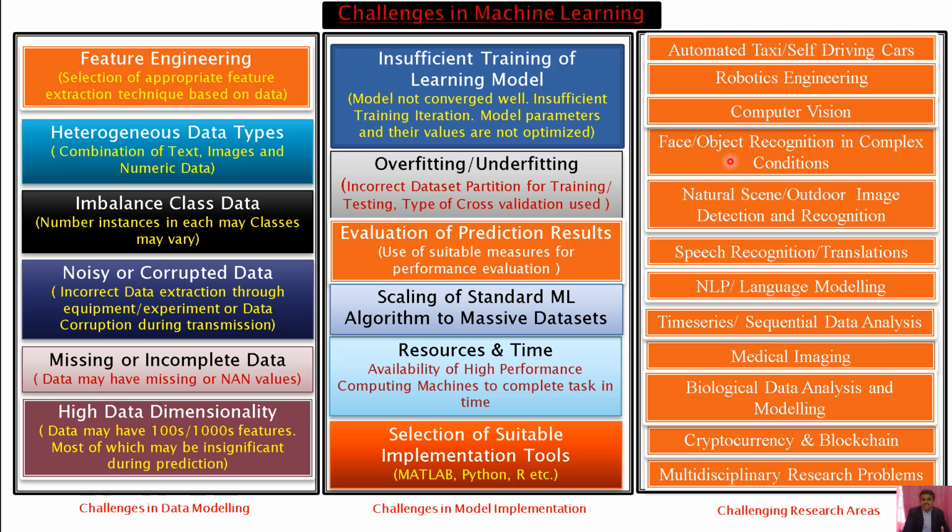The next challenging area is face or object recognition in complex conditions. The next is natural scene or outdoor image detection and recognition. The next is speech recognition and translation. Then next, natural language processing or language modeling. Time series or sequential data modeling is also a challenging area.